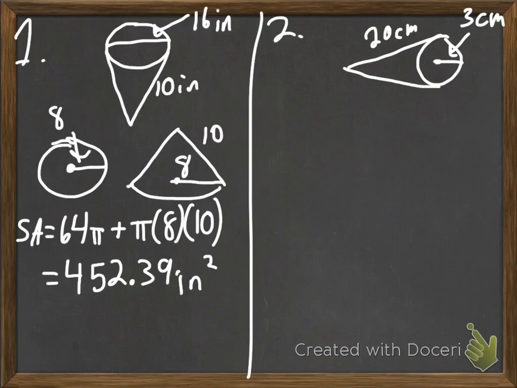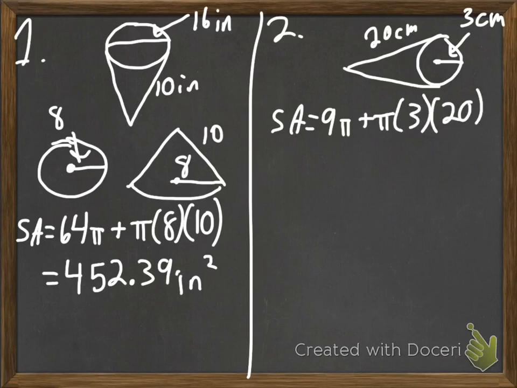Example 2. My surface area is going to be the area of the base, which is 9 pi, plus pi times 3 times my slant height. And after we punch that in the calculator, we get 216.77 centimeters squared. And there you have the surface area of pyramids and cones.